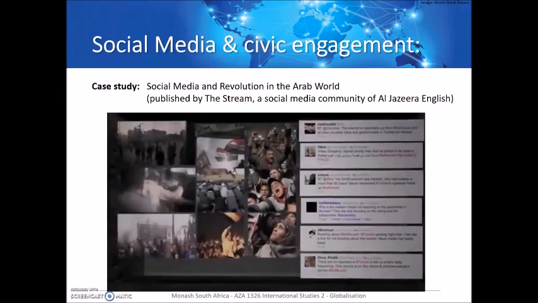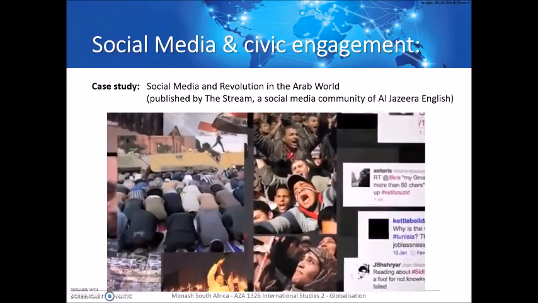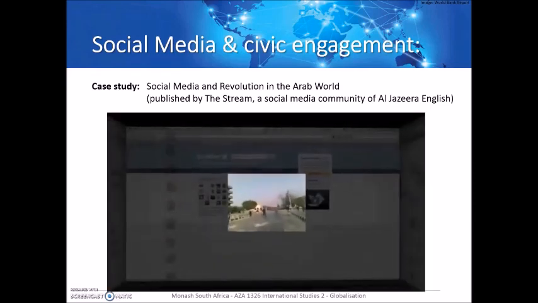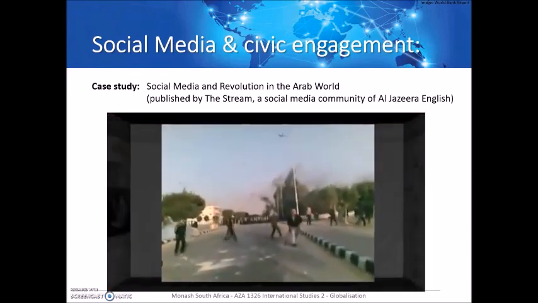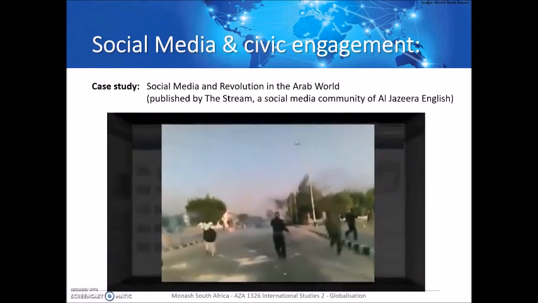But he was too late. The World Wide Web was against him. The accounts of police abuse and violence circulated online, including footage that the Associated Press picked up, showing what some have called Egypt's Neda moment.